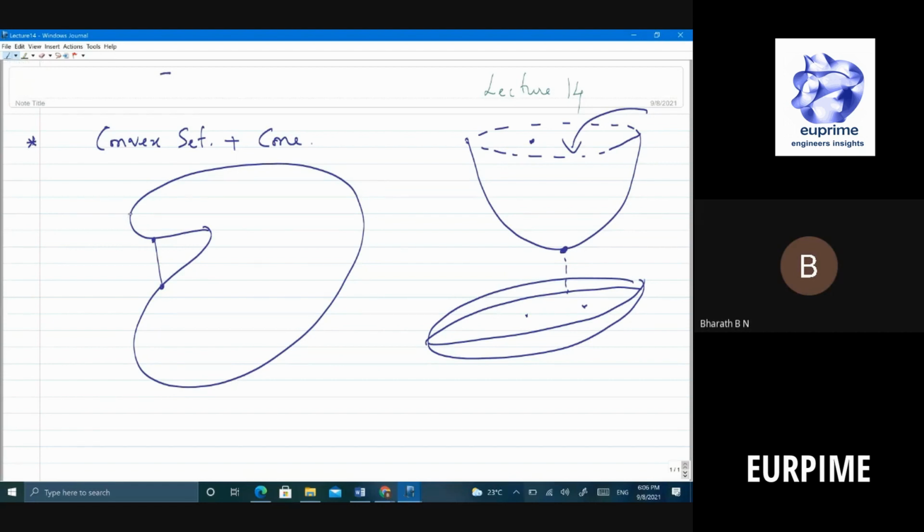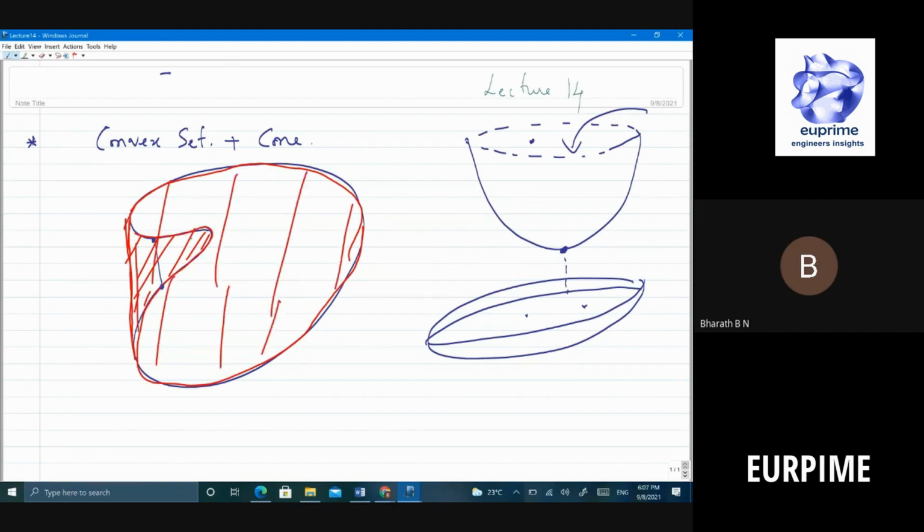All that you have to do is maybe take this line here, connect this, and take all the points here and push that into the set, right? This particular set, this whole thing included, will be a convex body, right? So how do you mathematically define this? Let's look at an example.